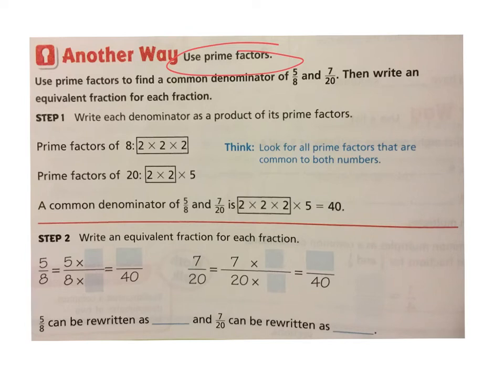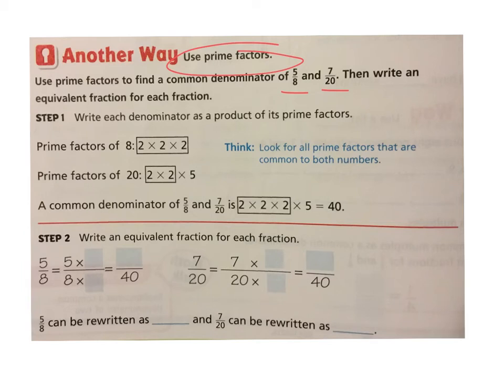Okay, so when you're using prime factors to find the common denominator, for example, 5/8 and 7/20, we're going to write an equivalent fraction for each fraction. So here's step one. You're going to write each denominator as a product of its prime factors. So this is where the factors from yesterday's lesson really comes in handy.